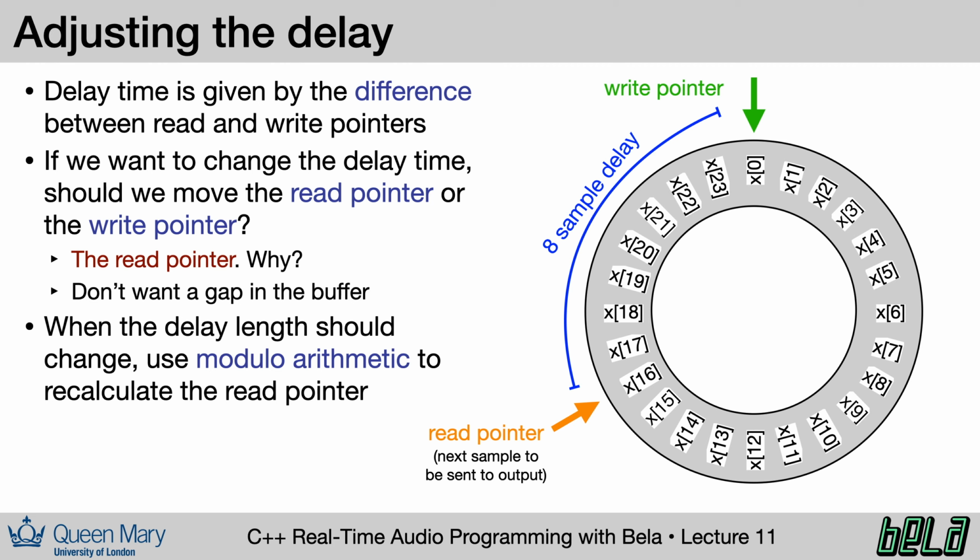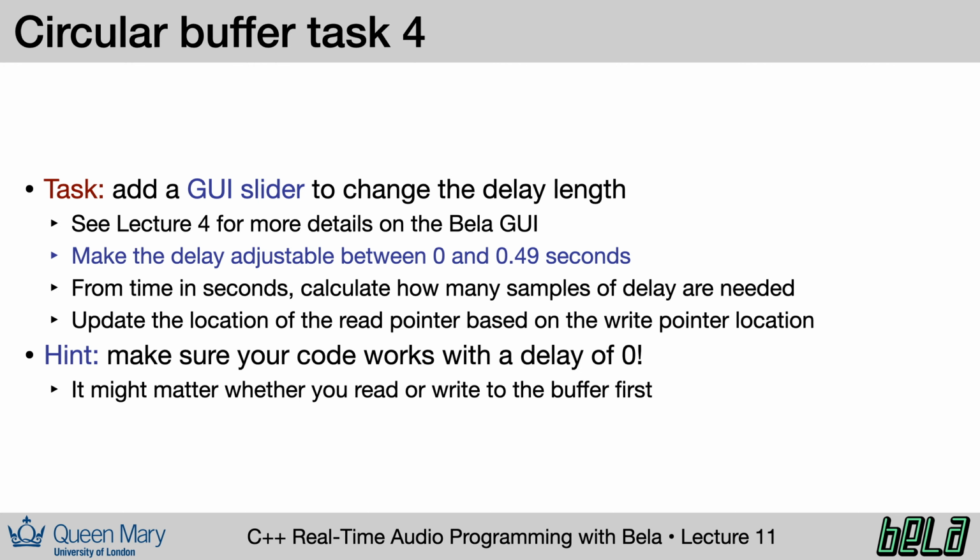If we want to implement a changing delay like this, we're going to need to use modulo arithmetic as before. Every time we get a new value of delay, we'll use this to recalculate where the read pointer should be with respect to where the write pointer is at the immediate moment. And that's your task for now.